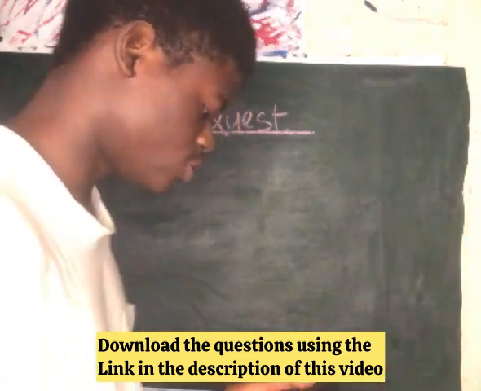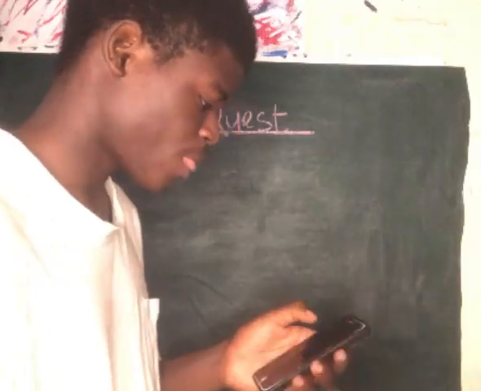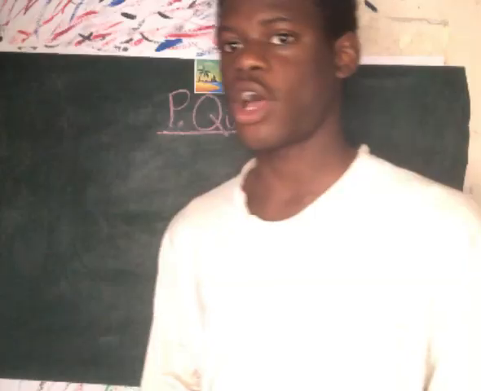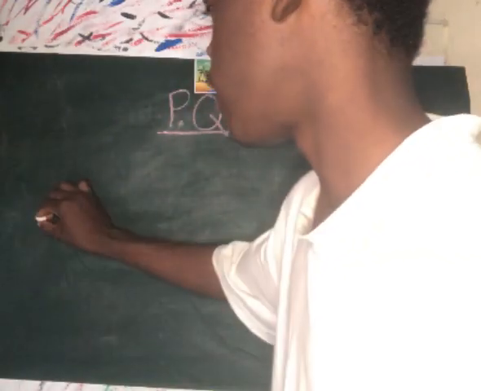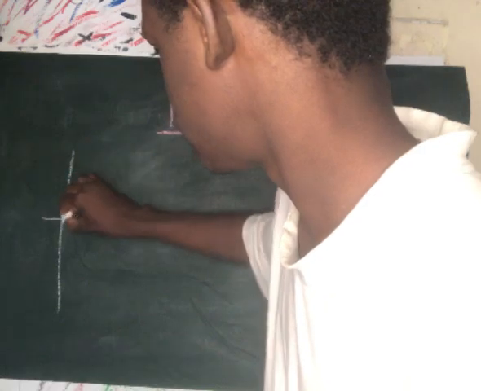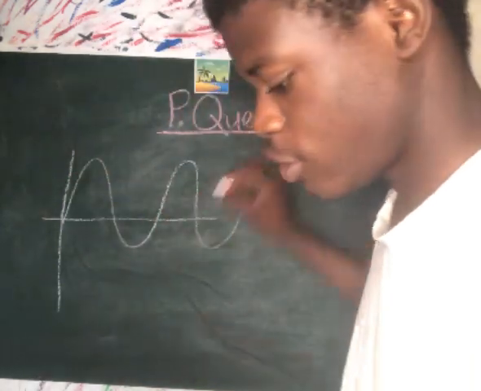So let's go with question number 1. Question number 1 says, which of the following statements is false? A. Sinusoidal functions oscillate between minimum and maximum values at regular intervals. We all know that option is correct because sinusoidal functions are functions that repeat their values at regular intervals. Just like this, they repeat their values at regular intervals. So option A is correct.